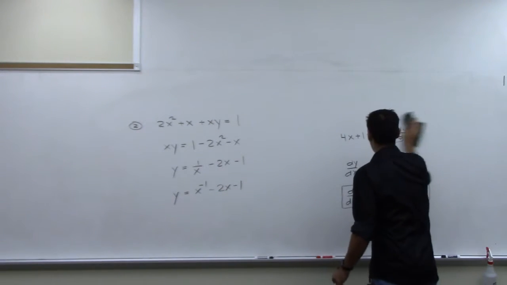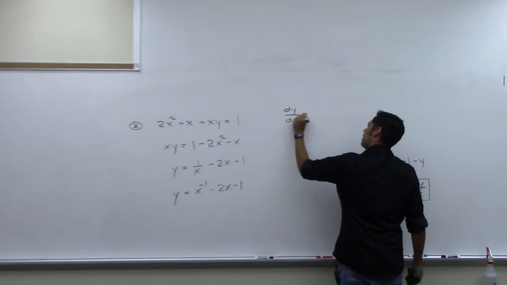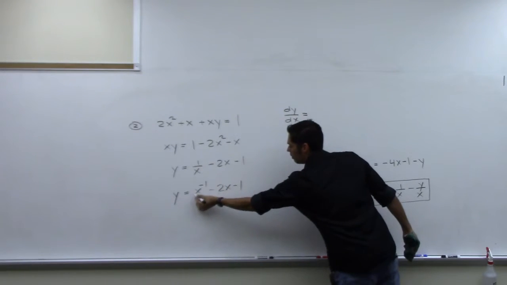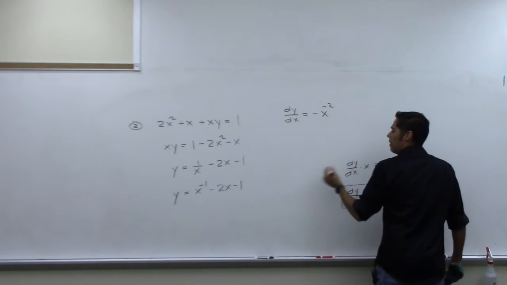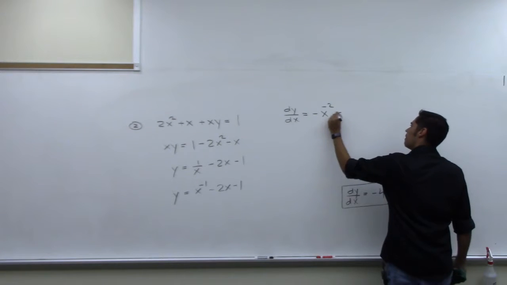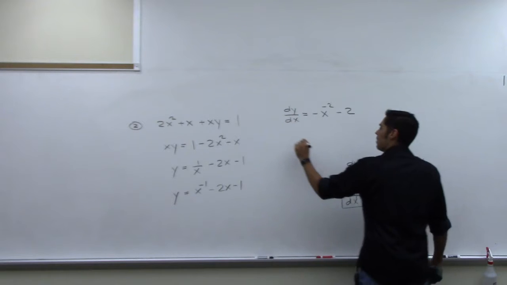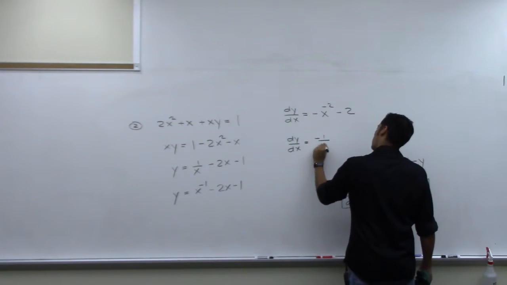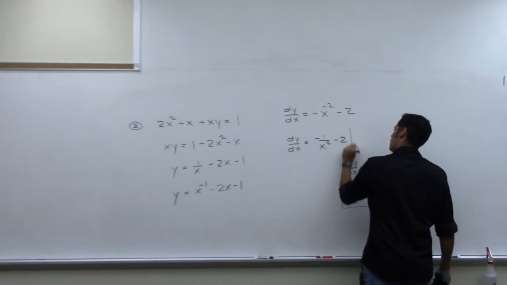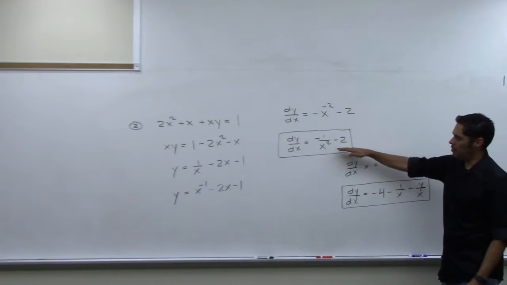And now I take the derivative. The derivative of y with respect to x is, okay, power rule here, negative 1, or, yeah, I won't put the 1, x to the negative 2. And then the derivative of this is just minus 2. And then the derivative of negative 1 is 0. So there it is, which you could write as negative 1 over x squared minus 2. So there's our answer. Now, these two do not look the same.